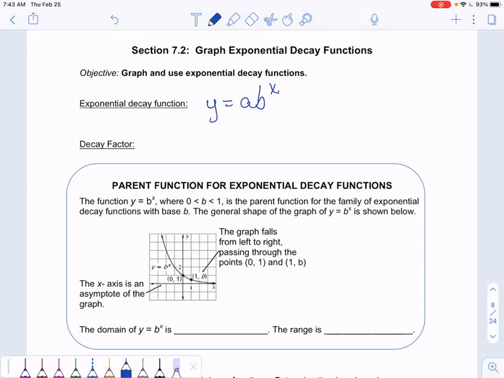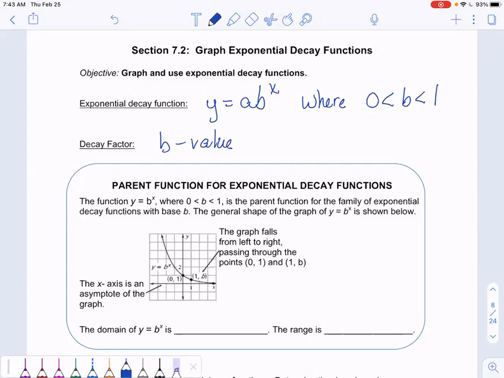The B value is between 0 and 1. It's a fraction that's less than 1. That makes it decay instead of grow. So if the number is bigger than 1, it grows. If it's between 0 and 1, it decays, it decreases. The decay factor is the B value.